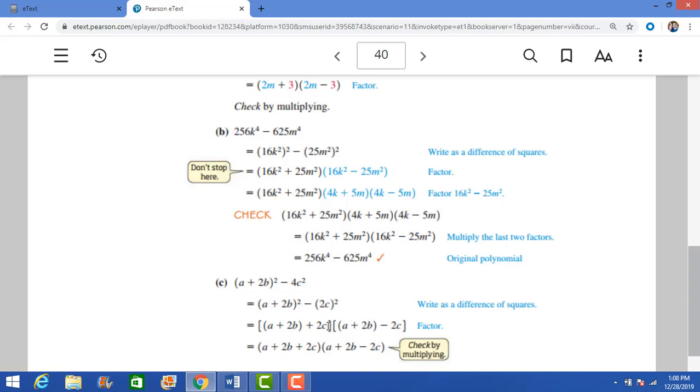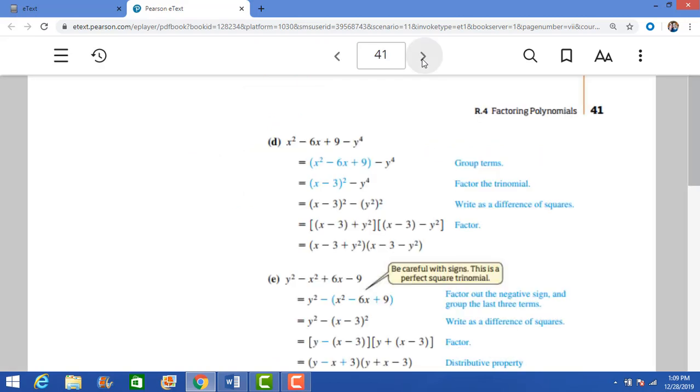Please don't leave it in this form. Even though you've got it factored correctly, you can simplify further by dropping the inside parentheses and changing these to parentheses. So this becomes your final answer. And then you can also check by, again, multiplying using the distributive property. Now D, look at this.